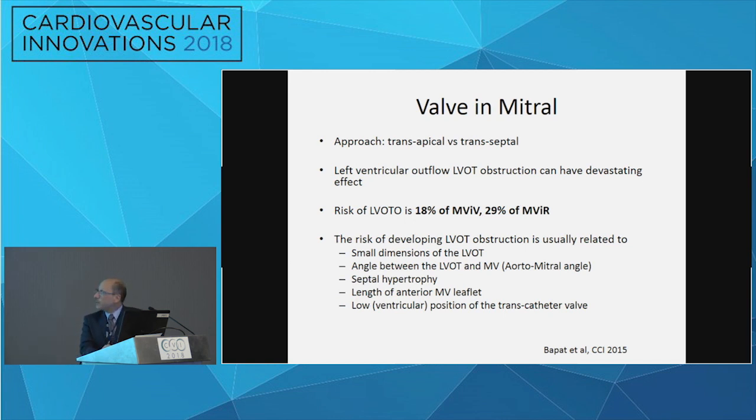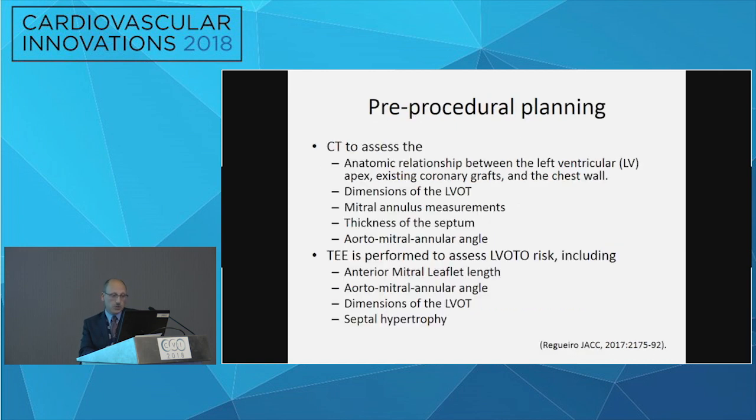The risk of developing LVOT obstruction is usually related to multiple factors. Some of those are modifiable, some are not. The dimensions of the LVOT, you can't really change that. The aortomitral angle, you cannot really change that. Septal hypertrophy is one of the risk factors, and some people have proposed doing a preemptive septal ablation. The length of the anteromitral leaflet and how redundant it is, especially in myxomatous valves, is a significant risk factor for developing LVOT obstruction, and the position of the valve implantation also plays a role.